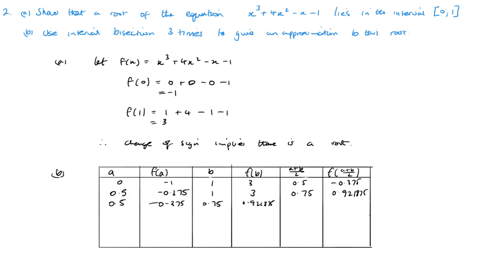So now we've done it twice. So 0.5 plus 0.75 divided by 2 is 0.625. And this is positive. So it's between 0.5 and 0.625. Now dividing them by 2 gives me this, which is negative. So the answer to this is x equals 0.6 to 1 decimal place. So there we have it.